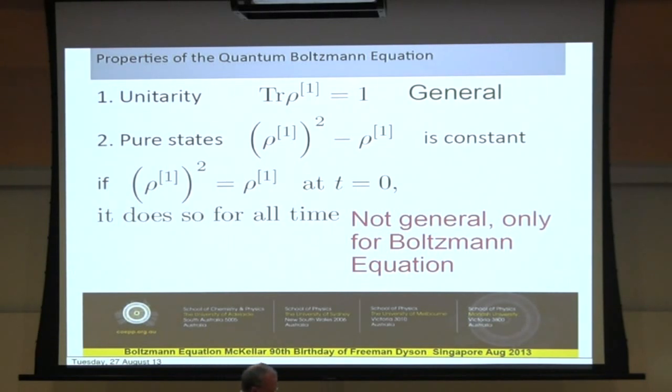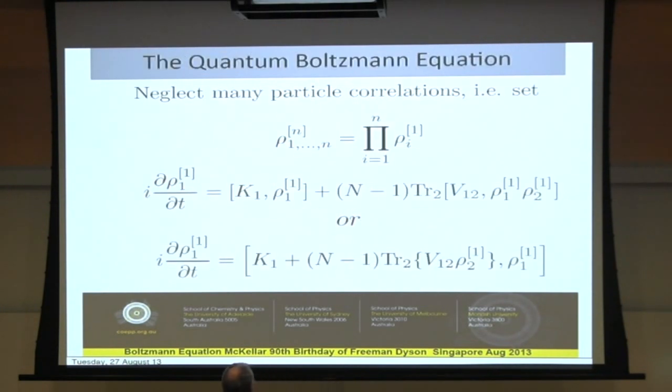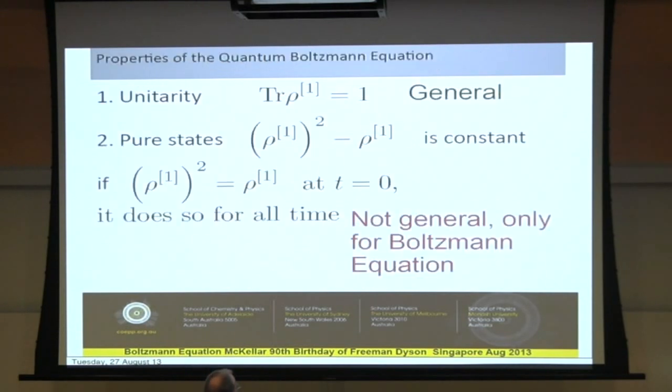So there are some simple properties that one can derive from this. Obviously, the single-body density matrix is unitary, and if we have a pure state, then of course rho squared is rho. That's true in the Boltzmann equation, but not true in general. If we start out with a pure state at t equals zero, then in the Boltzmann equation that condition is maintained. And that's a relatively straightforward calculation based on the equation that was back here. I'm not going to give you the details, but it's pretty straightforward from there.